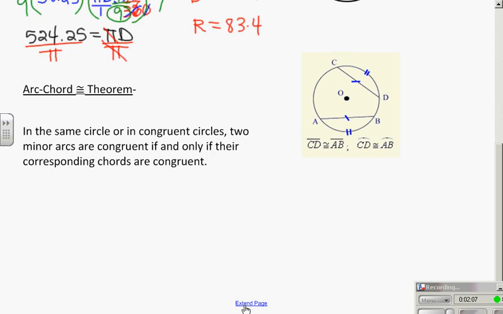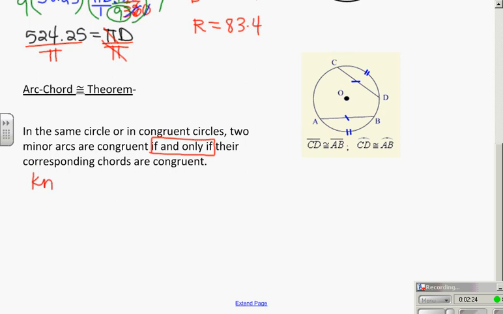Now we just have some theorems that I want to run through. They all feel very good common sense-wise when you think about them. The arc-chord congruency theorem says in the same circle or in congruent circles, two minor arcs are congruent if and only if their corresponding chords are congruent.